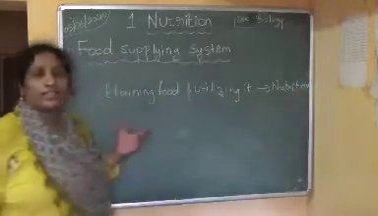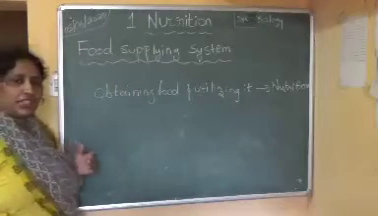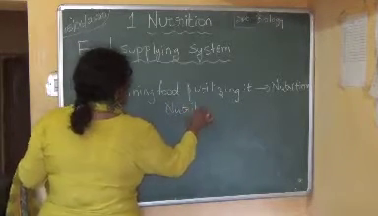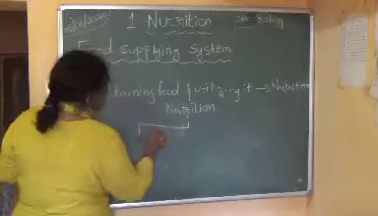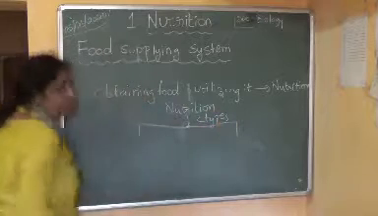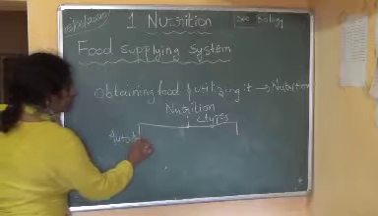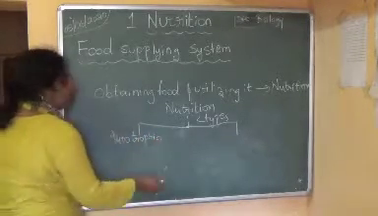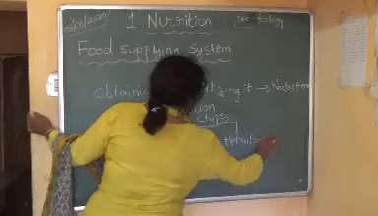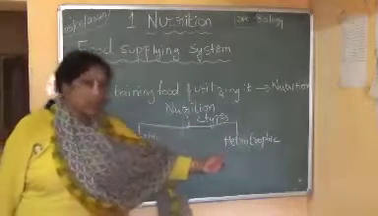Okay, so how can you define nutrition? Obtaining food and utilizing it. Now this nutrition is of two different types. You can say that nutrition is mainly two types. First one is autotrophic. Next one is heterotrophic. Okay, so nutrition is two types, autotrophic and heterotrophic.